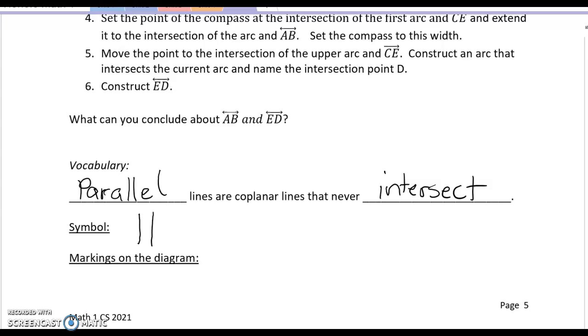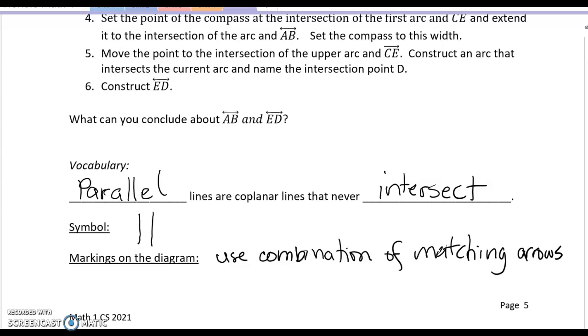The symbol for parallel is these two vertical lines. Kind of looks like the number 11. And this is the symbol that you would want to use when you want to write down that two lines are parallel.